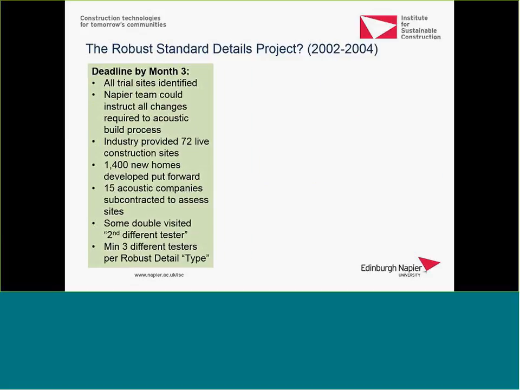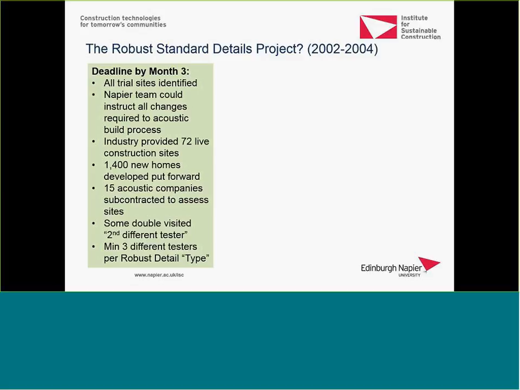So our deadline, we needed a deadline because if we're going to build and test these, we needed everything set in place by month 3 so that the sites that were either currently live or going to be built and come live could actually be changed in time. So by month 3, all trial sites had to be identified, which the industry was going to supply.